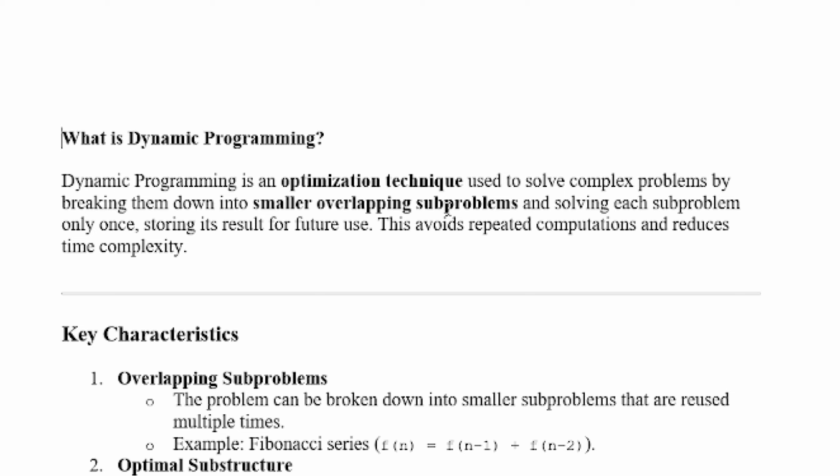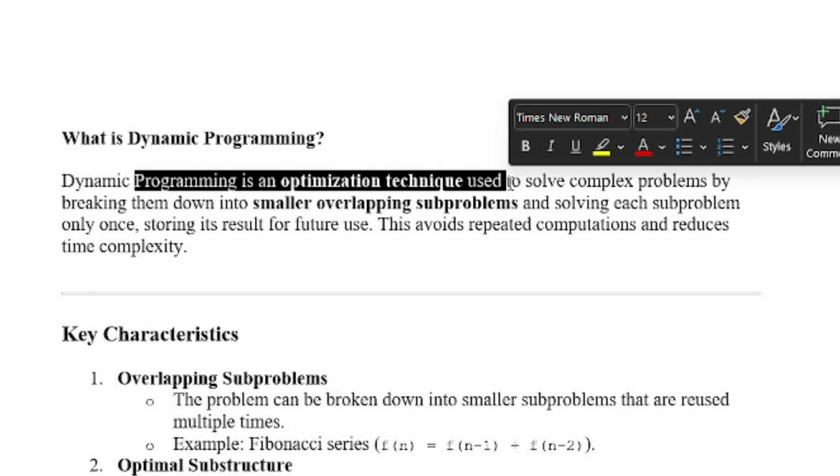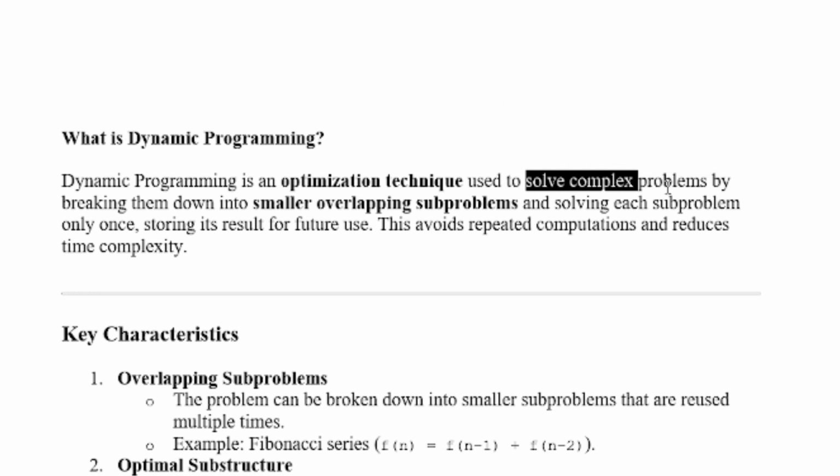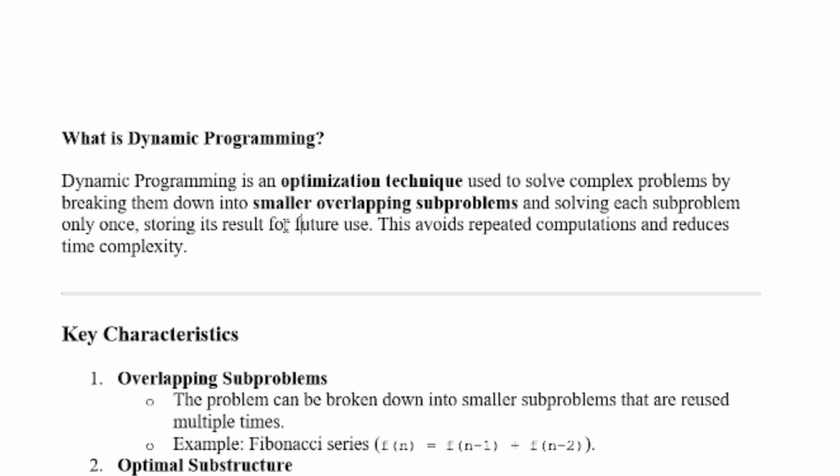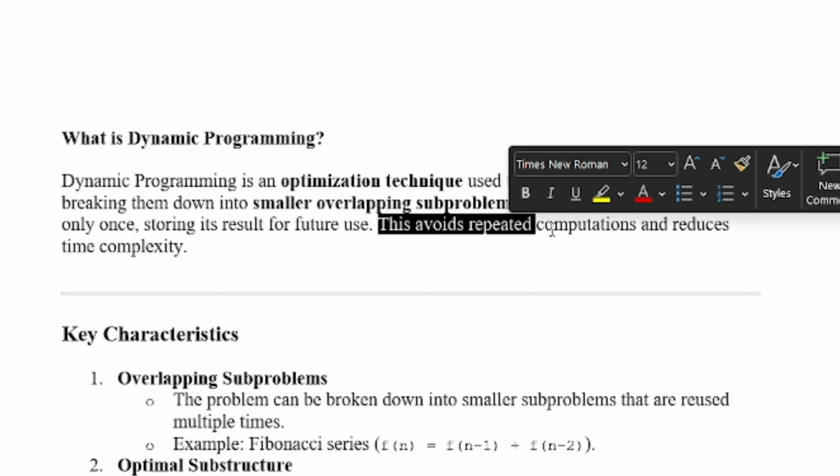So we start now. First, what is dynamic programming? Dynamic programming is an optimization technique used to solve complex problems by breaking them into smaller overlapping subproblems and solving each subproblem only once, storing its result for future use. This avoids repeated computation and reduces time complexity.